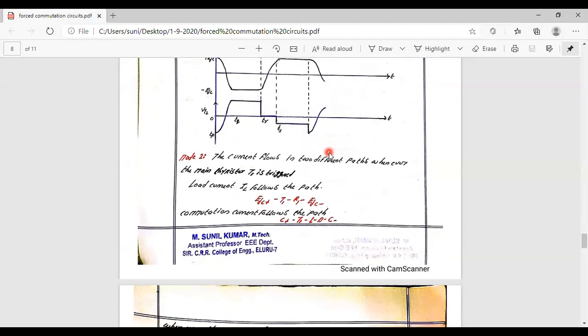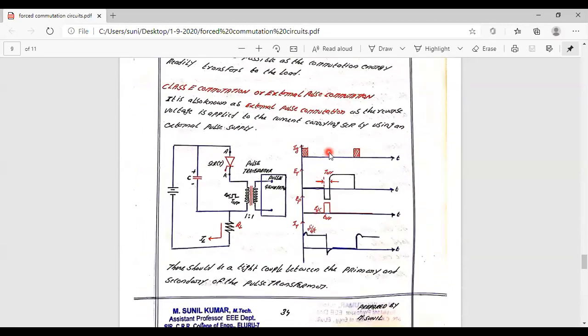Okay, so this is related to the class D commutation, and coming to the other, that is going to be the class E commutation. In this case of class E commutation, it is considered to be an external pulse commutation. So what does external pulse commutation mean? In order to make the device turn off, we need to either reduce the current below the holding current value, or else apply a reverse voltage across the device, isn't it?